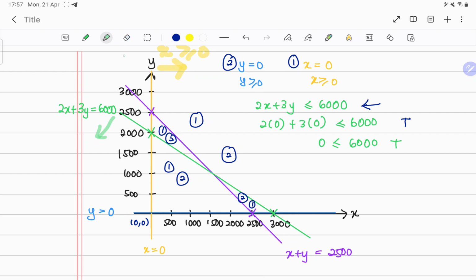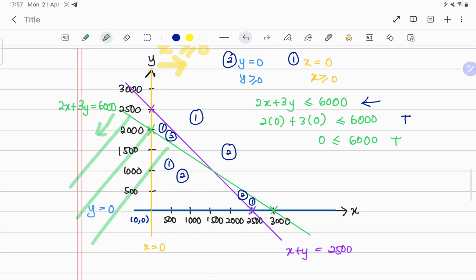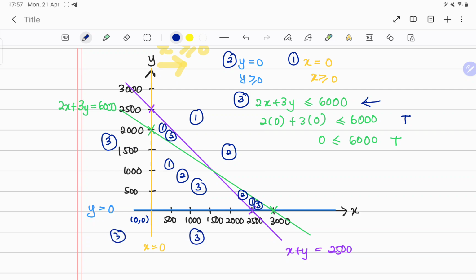If you want to shade, it will look like this. Instead of using this, which is very messy, I will use a number and label this equation with number 3. So here 3, then this one 3, this one also 3, this one also 3, this one also 3. The next one, we have another one. So I remove this one first.